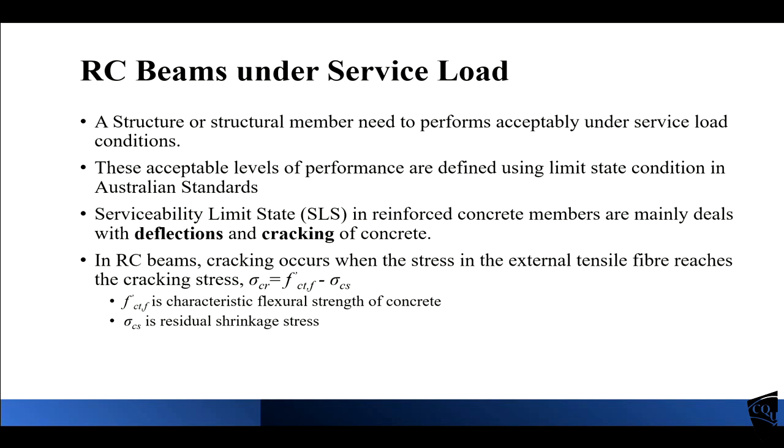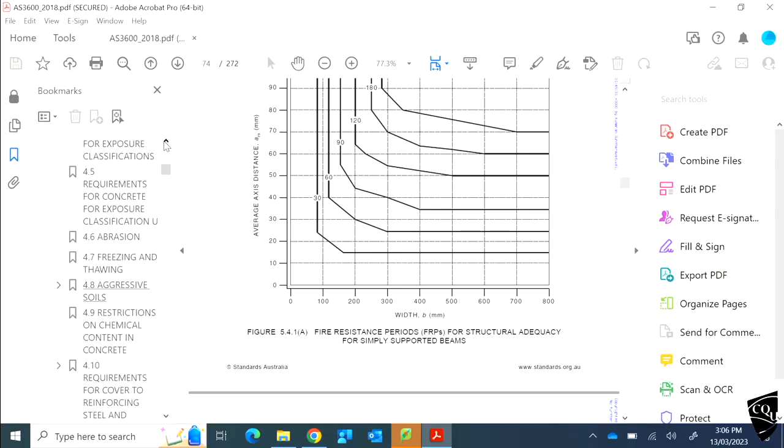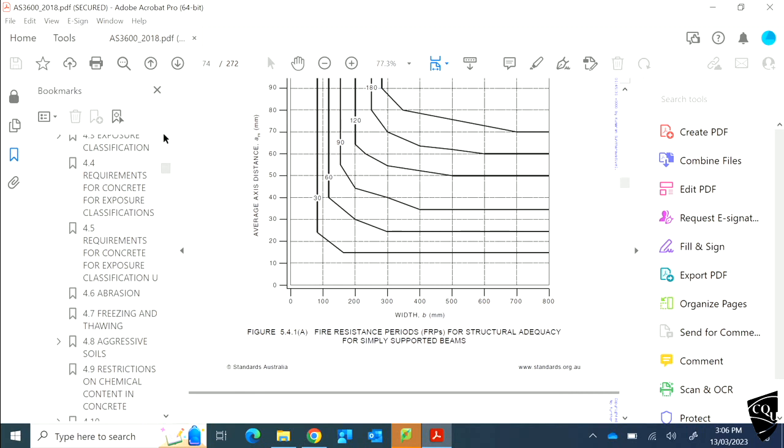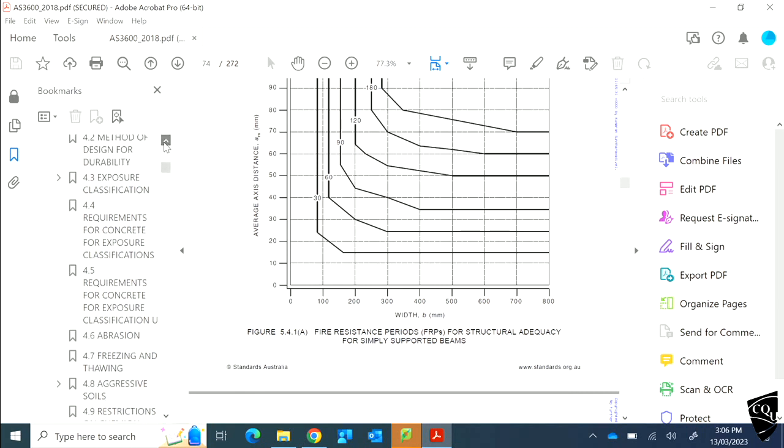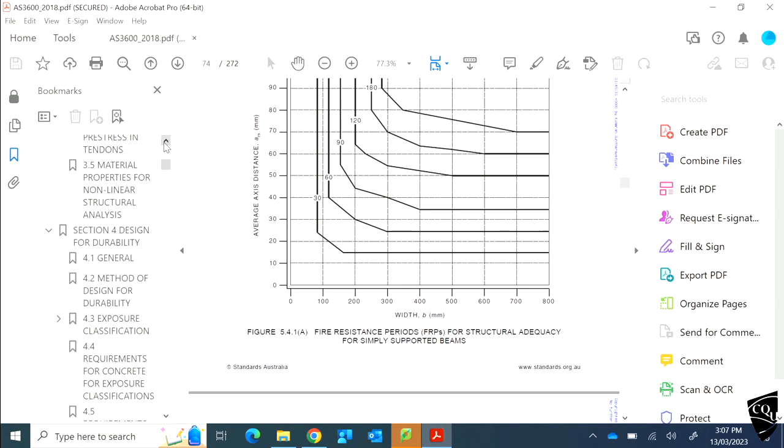So we know how to measure it, but what do we do for the design? For the design, we go to section 3.1. As I told you, all the properties are given in the standard.